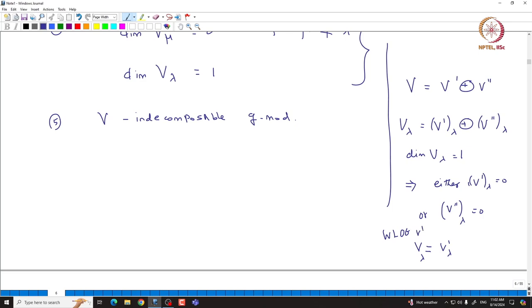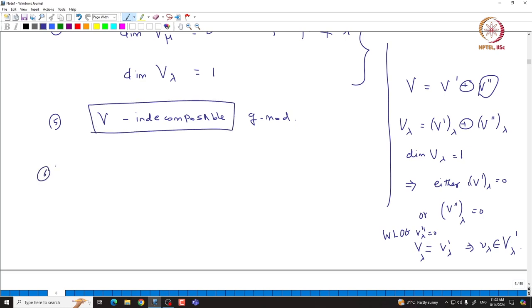So, in that case, what will happen? That V lambda, which is a generator, small V lambda, is going to lie inside V lambda dash. If the generator lies inside, because it is a cyclic module, the entire module should appear inside V dash. So that forces the complement space of V dash, V double dash, to be 0. That proves that V must be an indecomposable G module.